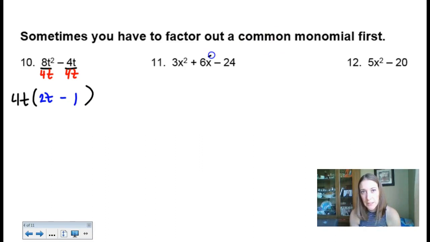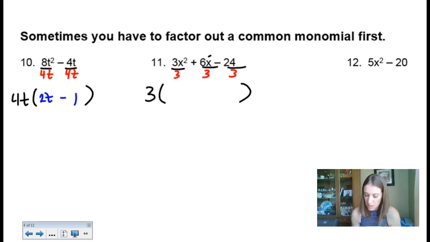All right, next one. Look for common factors. There is not a common variable here, but 3, 6, and 24 are all divisible by 3. So let's see what you are left with after you divide by 3. So I'm left with x squared plus 2x minus 8. And you think we're done, right? We're not. Because that thing that I left in red is factorable.